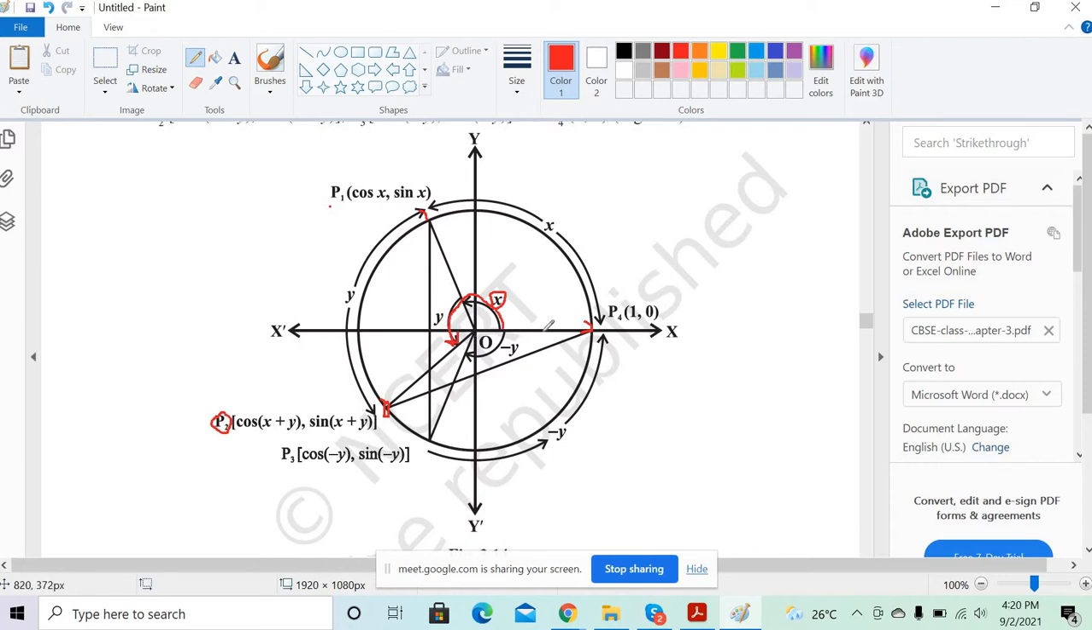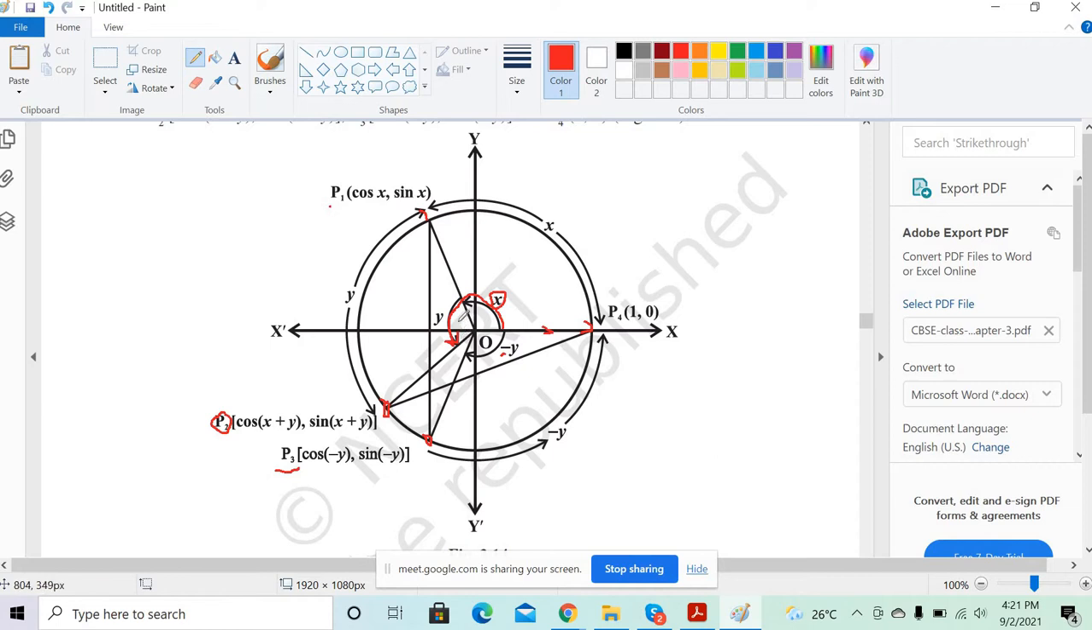Now from the initial side, we go in the clockwise direction till the point P3. This point is P3, fine? And what will be this angle? This angle is the same as this angle, Y. Since it is in the clockwise direction, it has a negative sign, correct? Minus Y. And this is positive. Clear?